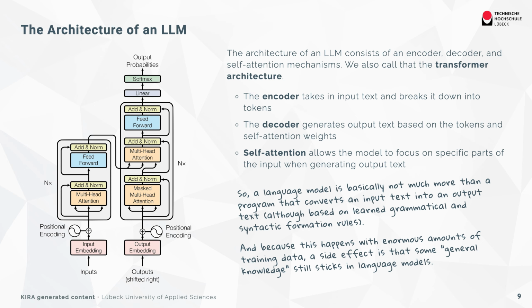A language model is essentially a program that converts input text into output text based on learned grammatical and syntactic formation rules. When trained on enormous amounts of data, language models can develop a kind of general knowledge through a side effect of their training process. Therefore, language models appear intelligent. Whether they really are depends a bit on the definition of intelligence one applies, but that would quickly become philosophical and lead too far.